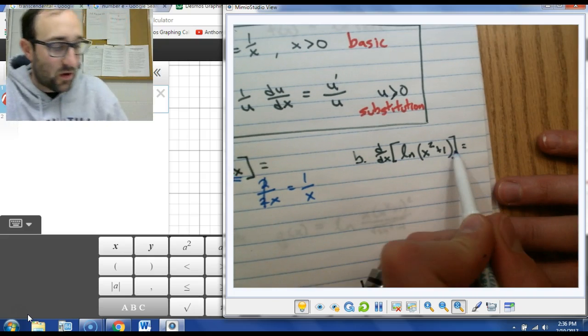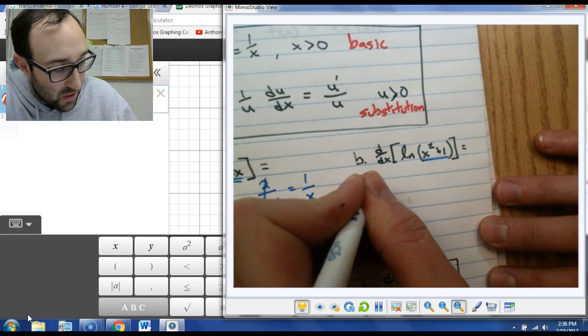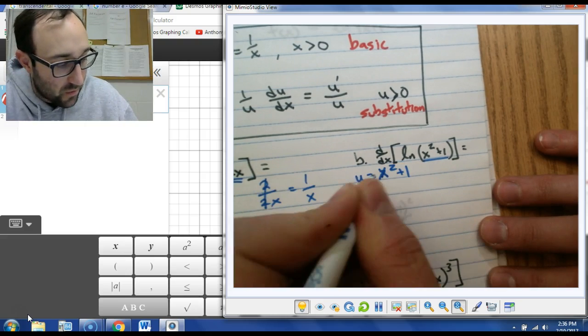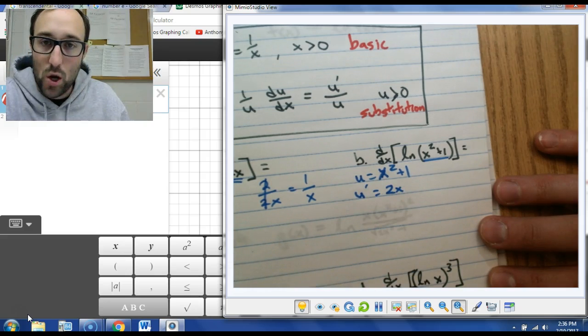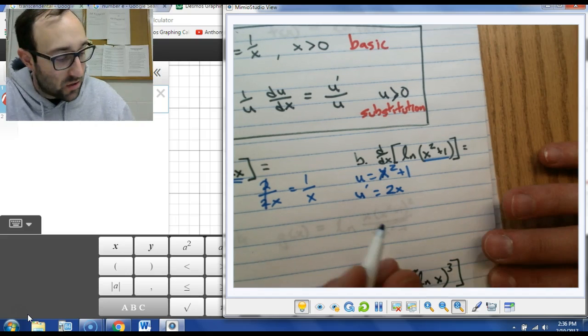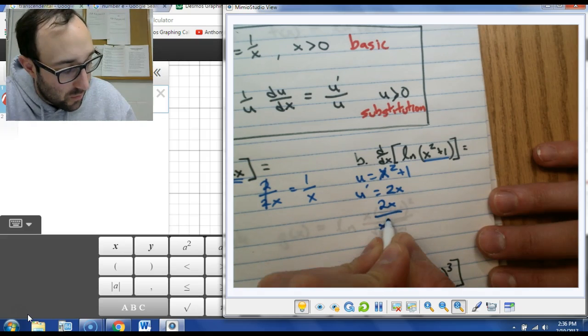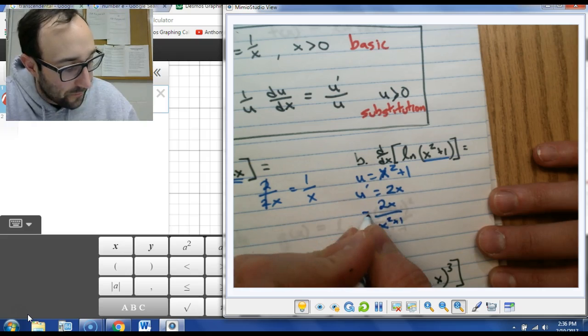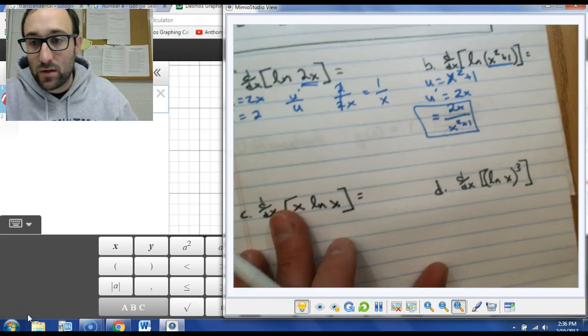The natural log of x squared plus 1. Well, this whole thing we're going to call u, so u equals x squared plus 1. We're going to say u prime is going to equal 2x. Okay, good. So then we can say u prime over u. That's just 2x over x squared plus 1. That's it. There you go. So there's the next one.